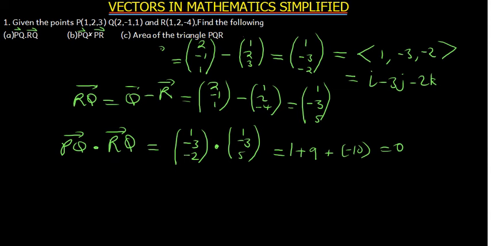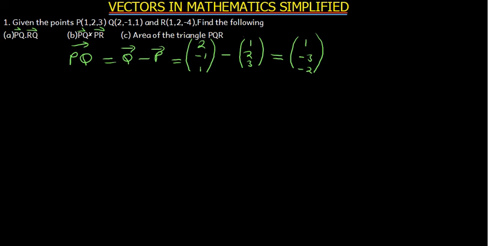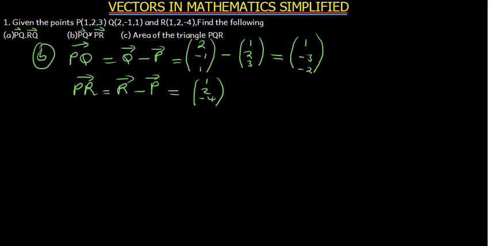Now the next one we want to find is PQ times PR. Of course, PQ, I just want to keep it like that. So this is now part B. We are again going to find PR. And for PR to be found, we need to first take R, and then subtract P. This is going to be equal to our R, that is 1, 2, -4, minus our P, which is 1, 2, 3. And this is going to give us 1 minus 1 is a 0, 2 minus 2 is a 0, -4 minus 3, that is a -7.